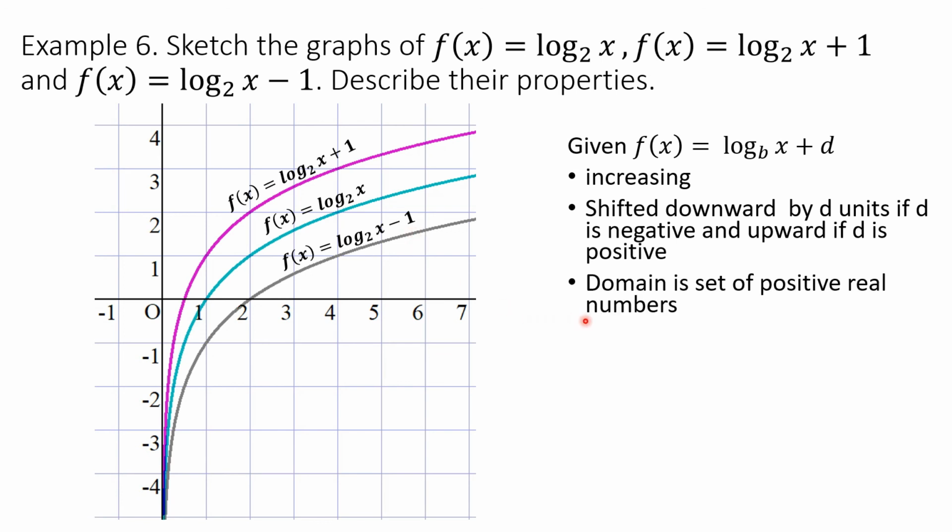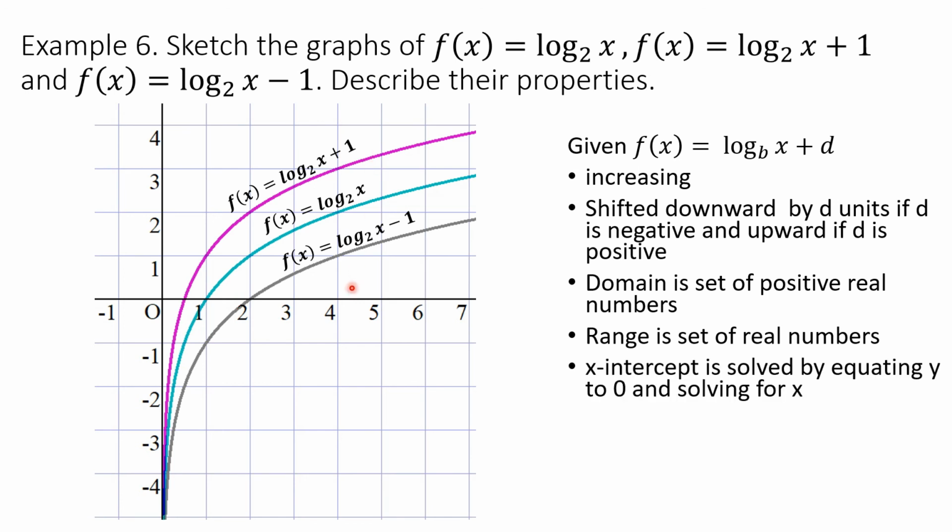The domain is the set of positive real numbers. All points have positive x values for each equation or graph. Then the range is the set of real numbers because the y values can be negative, 0, or positive. Then the x-intercept is solved by equating y to 0 and solving for x. So again, the usual way of solving for the x-intercept, substitute 0 to y, and then solve for the corresponding x value. That is true to every equation here.